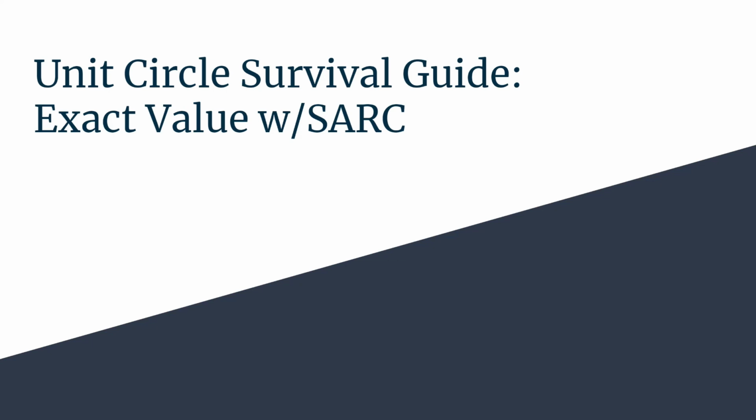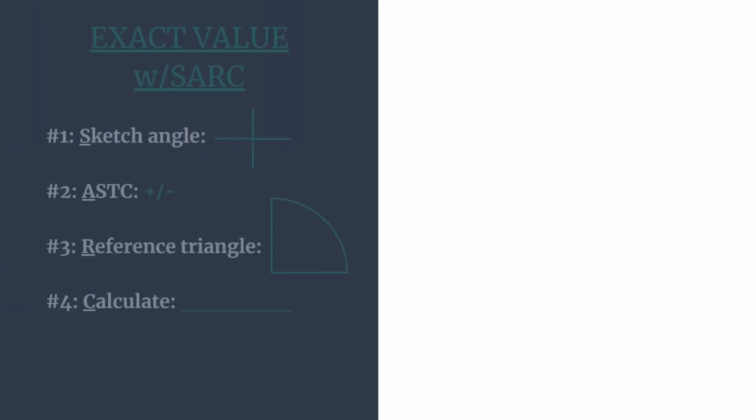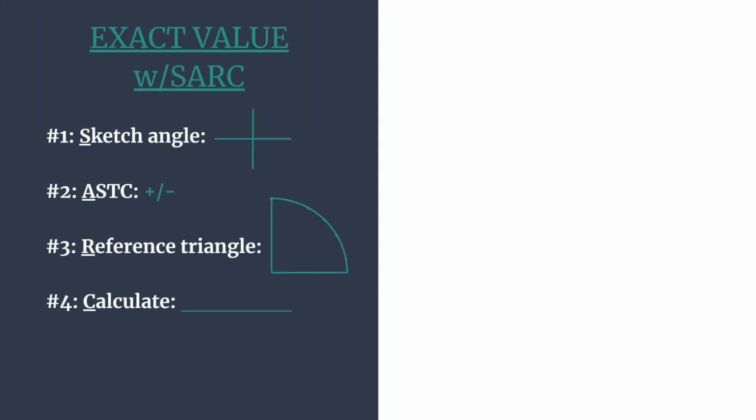In this video, we'll calculate the exact value of the cosecant of 225 using S.A.R.C. So here's our outline for S.A.R.C. The S stands for sketching the angle's terminal side. The A stands for A.S.T.C. to decide if our final answer will be positive or negative, depending on what quadrant our terminal side is in. The R stands for reference triangle, so we'll find the reference angle and its corresponding special right triangle and coordinates. And then the C is for calculate, so we'll calculate our trig ratio based on all the above information.